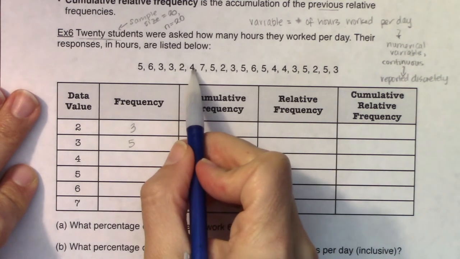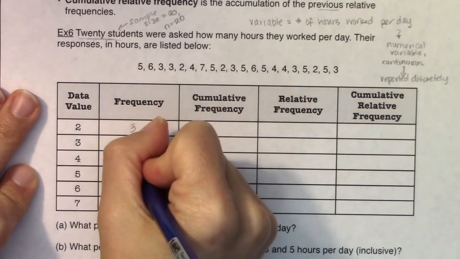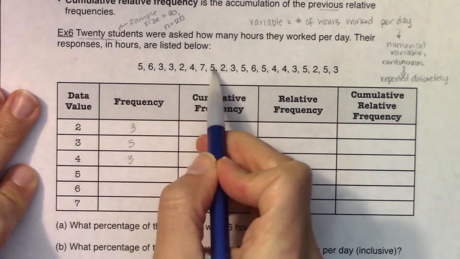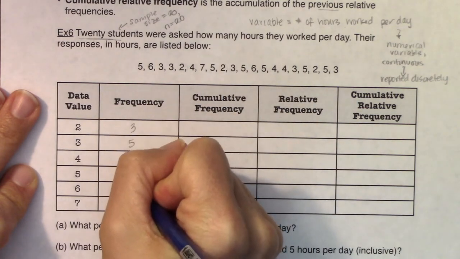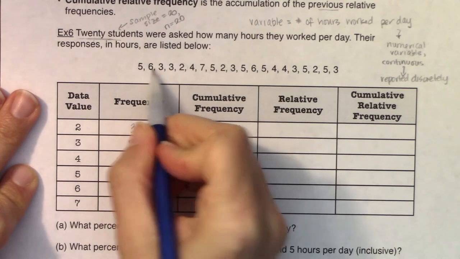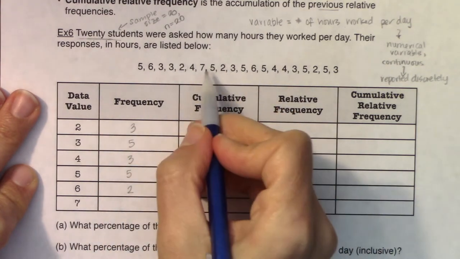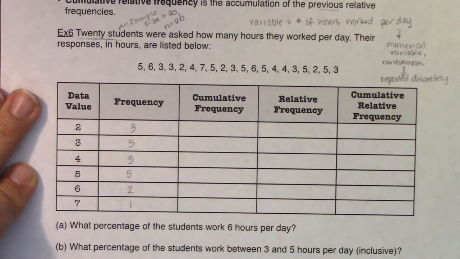Let's go do it for 4. 1, 2, 3. And then for 5, we have 1, 2, 3, 4, 5. For 6, I have 1, 2. And for 7, we have just that 1 student working 7 hours a day.